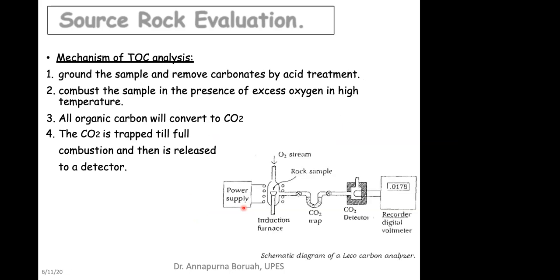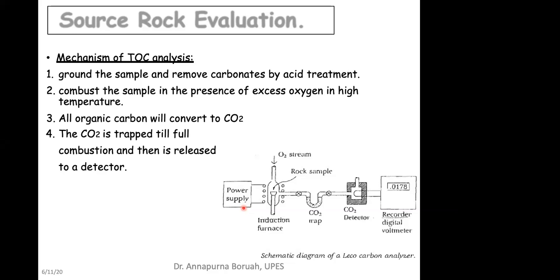Now, how do we assess the source rock potential of the shale? I have already told you we have to evaluate mainly three parameters. One is total organic carbon content, the second is maturity, and the third is type of organic matter. Based on that, we can calculate how much hydrocarbon will be generated by the shale. For the TOC analysis, you can use a LECO TOC analyzer. This instrument will give you the TOC value in percentage. For this experiment, you have to grind your sample and remove the carbonate part by acid treatment. Then you combust the sample in the presence of excess oxygen at high temperature. All the organic carbon will be converted into CO2, the system will trap the CO2 and release it to a detector, and from that volume you can calculate the TOC value.